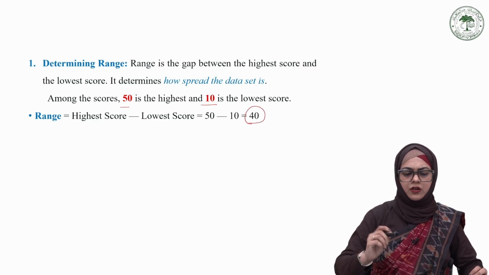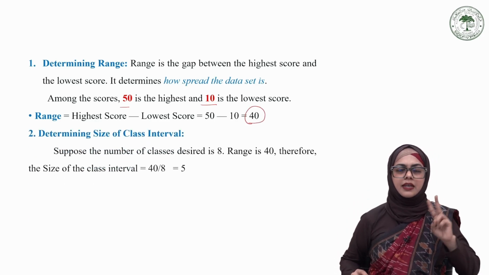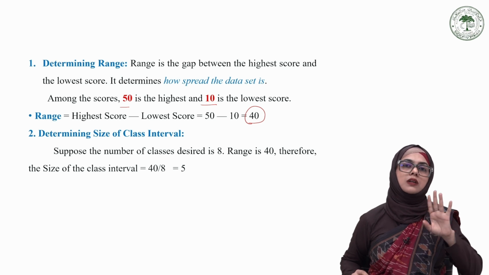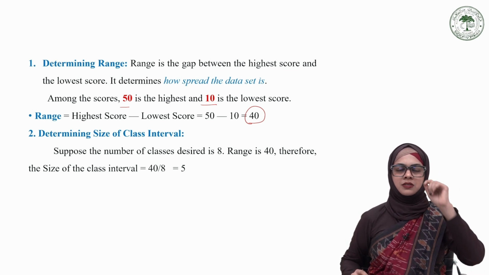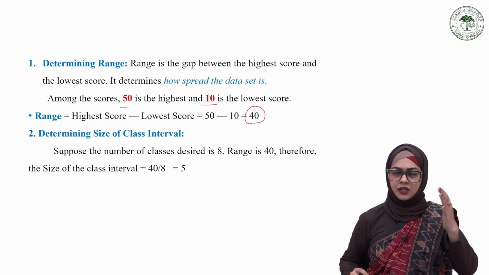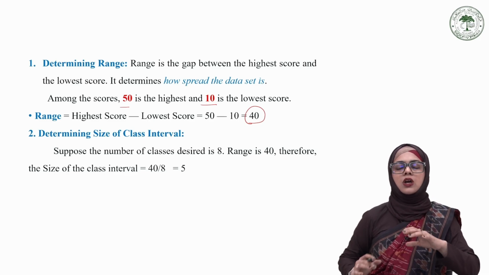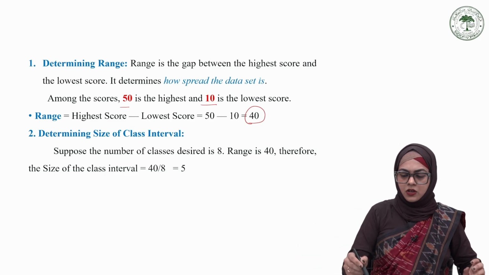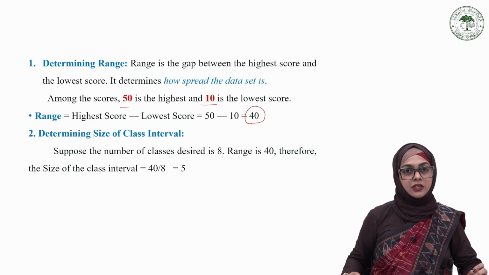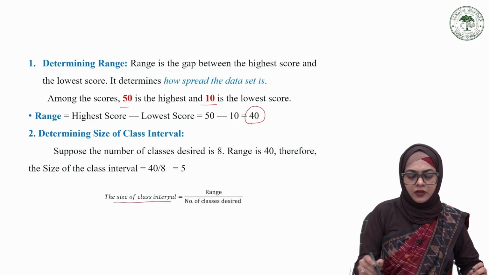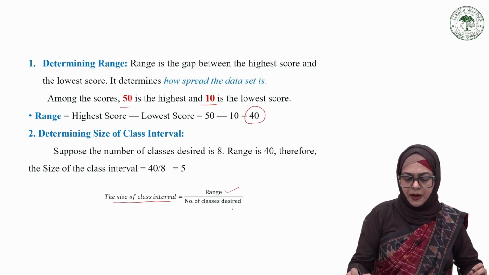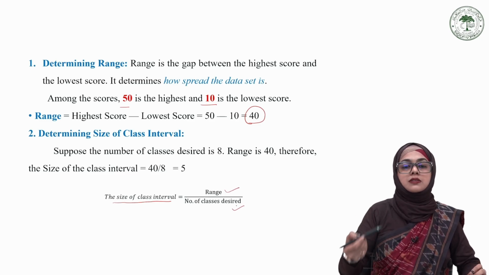This is your range. Second, you have to determine the size of the class interval. Suppose the number of classes desired is 8 and the range is 40. The formula that you will follow when you want to know the size of the class interval is range divided by the number of classes that you desire.